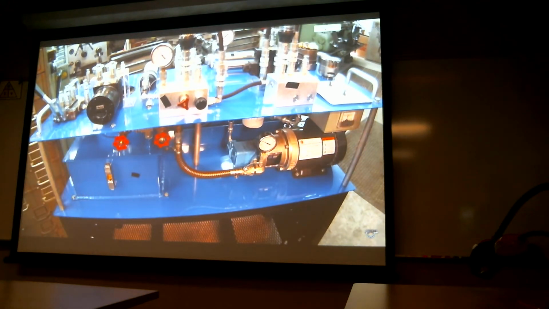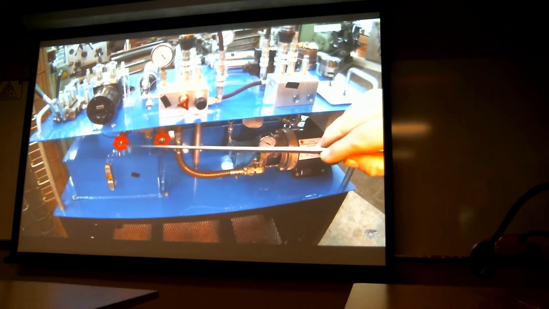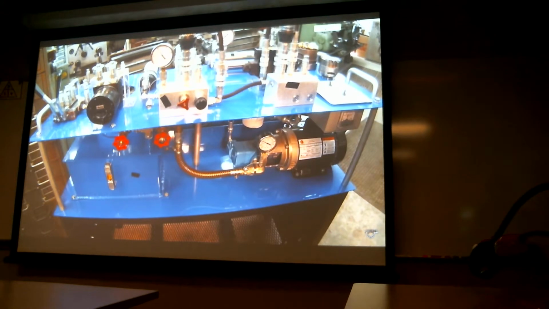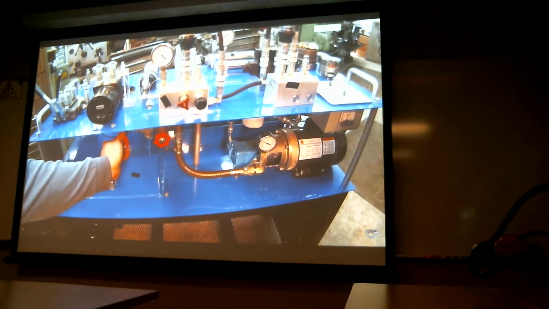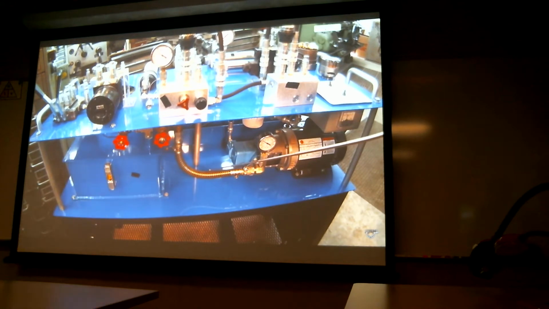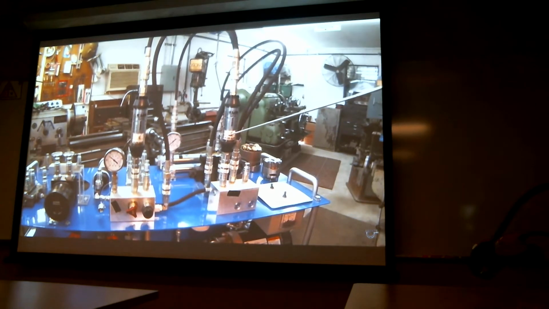All right, so now what we're going to do is aerate this pump and show you what aeration looks like and sounds like. He's going to open this valve right here and let some air in the system. All right, you see my flow is dropping off right here.